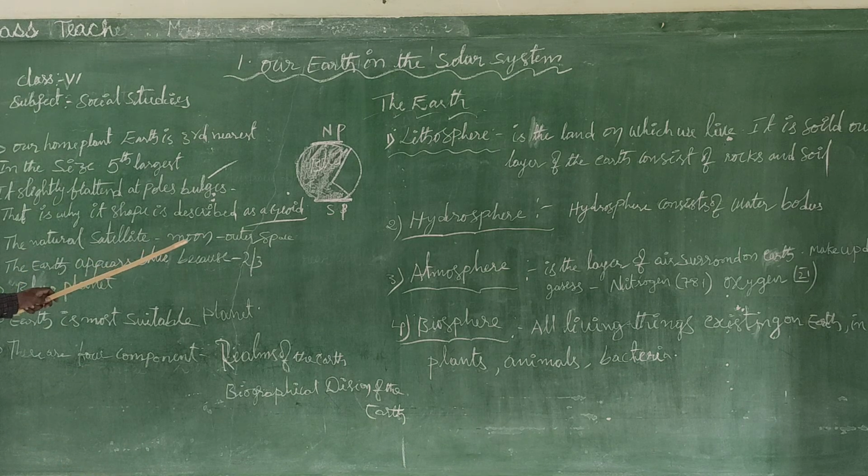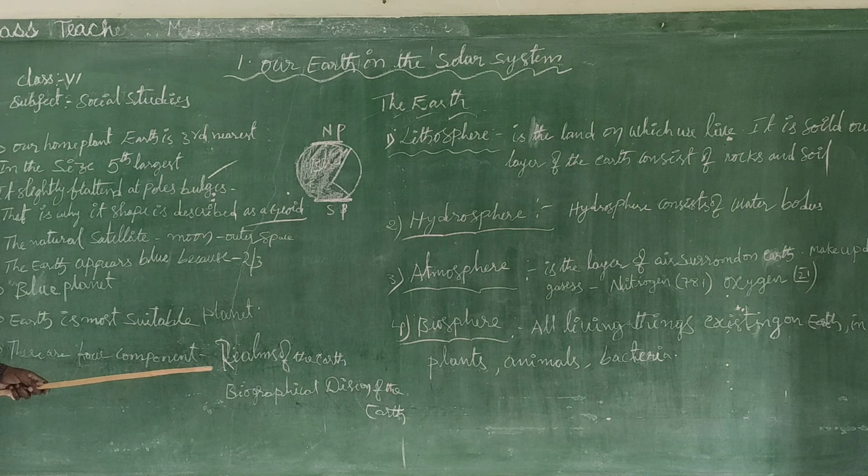The natural satellite of the earth is the moon. It is in outer space. The earth appears blue because two-thirds of the earth's surface is covered by water. So that's why the earth is also called the blue planet. Earth is the only planet most suitable to support the life of all living things.